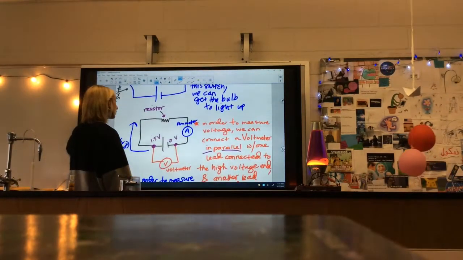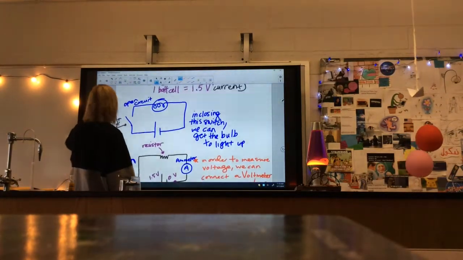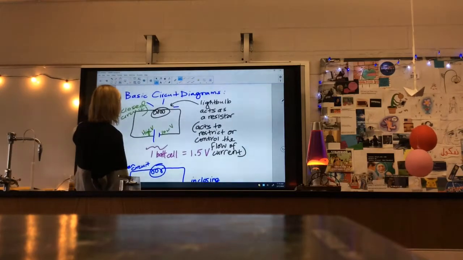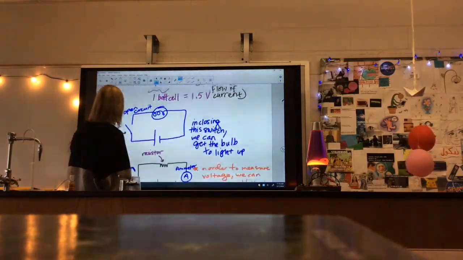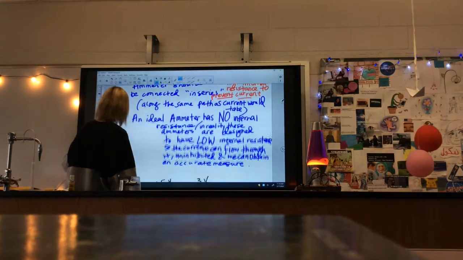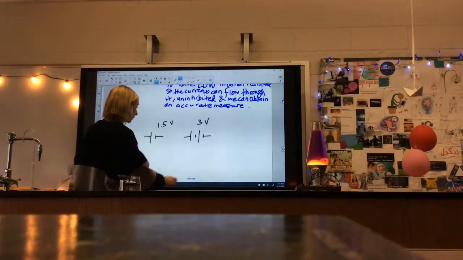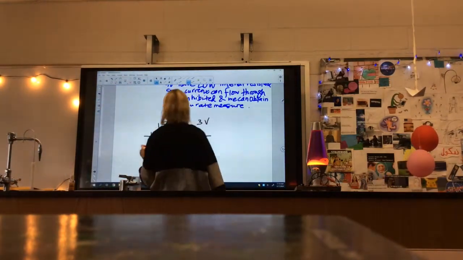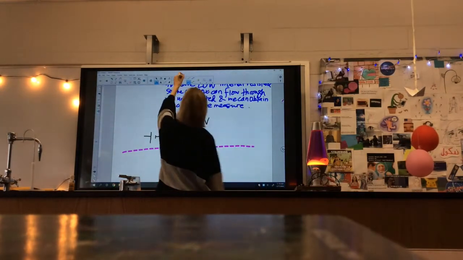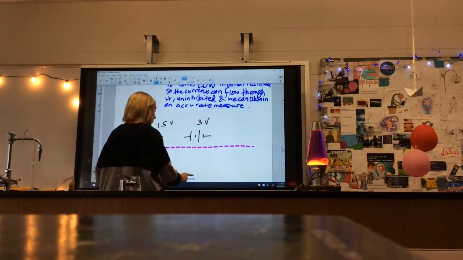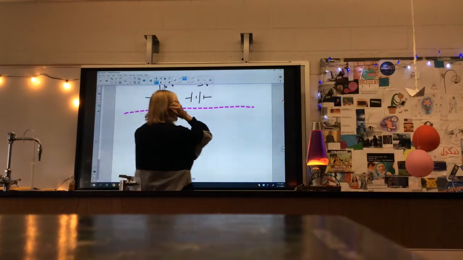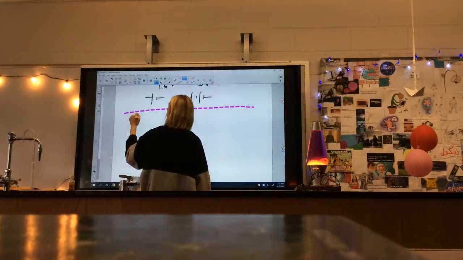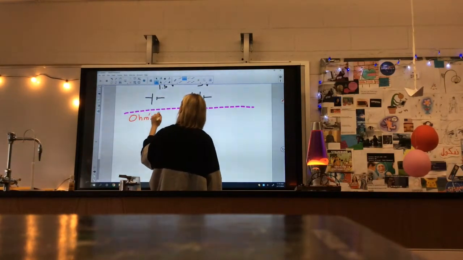So what we just represented here were a few simple circuit diagrams. And now I want to get into the good stuff. But before I can do that, I should really introduce you to one of the most important things you will learn in this unit, and that is Ohm's law.